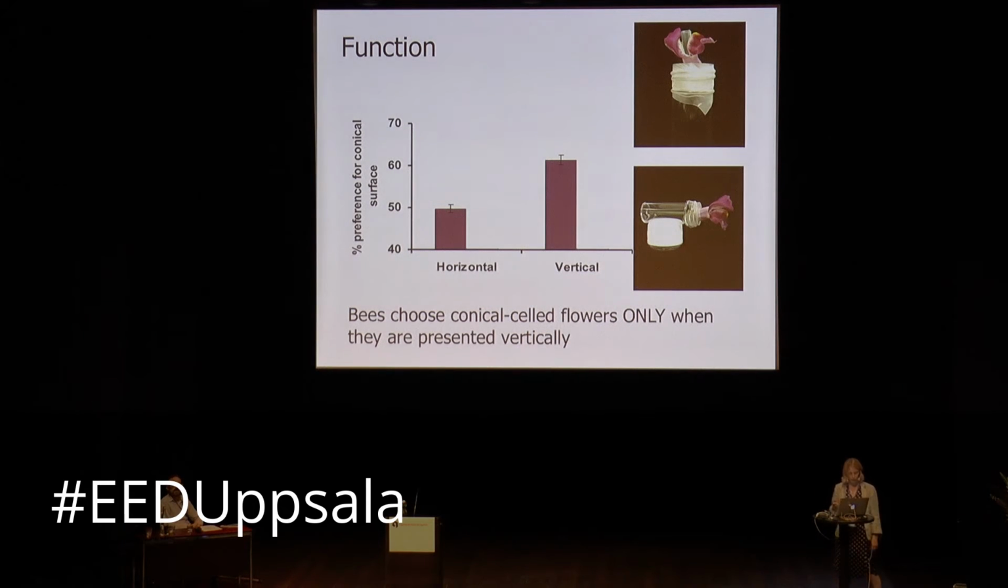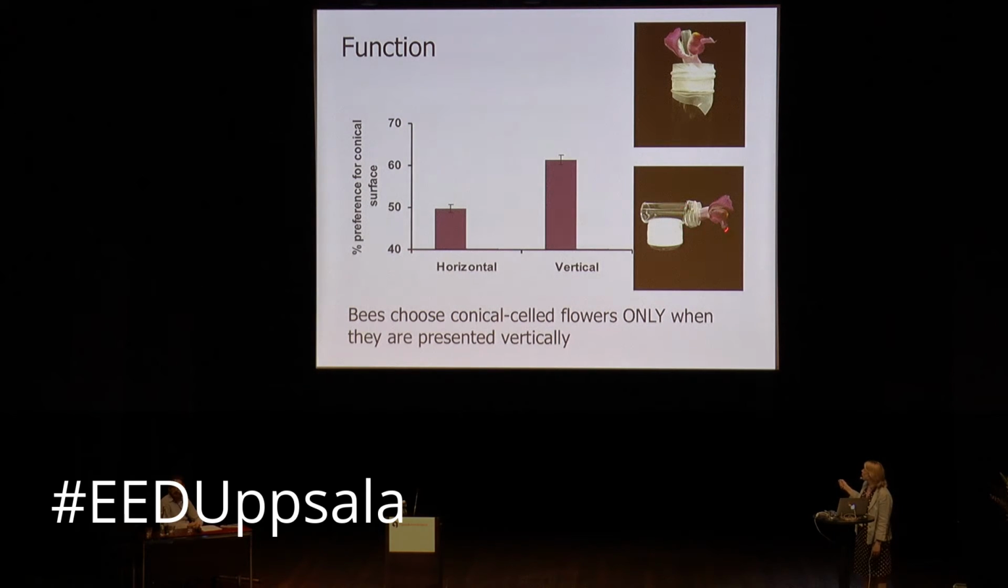And so here's one of many experiments I could show you that shows that point. What we've done here is take those wild-type Antirrhinums and the MIXTA mutant that has flat petal cells and offer them to the bees in two different orientations. If we offer them horizontally, so the bee has to land on this horizontal surface and stick its tongue in this tube to get the nectar reward, and we ask, what's your preference for the conical-celled line? The answer is 50-50. The bees don't care.